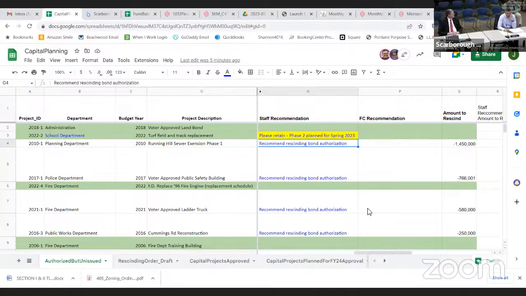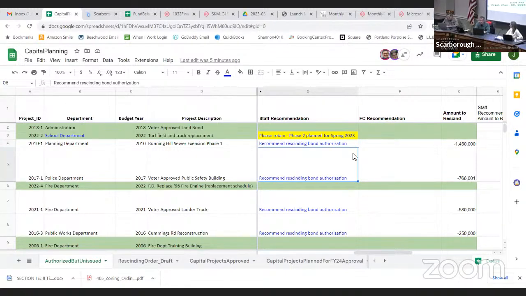Just a point of clarification, so then the motion pertains to all items listed on the spreadsheet other than the shaded items, not the green. Yes.